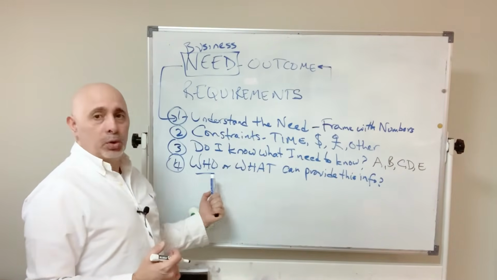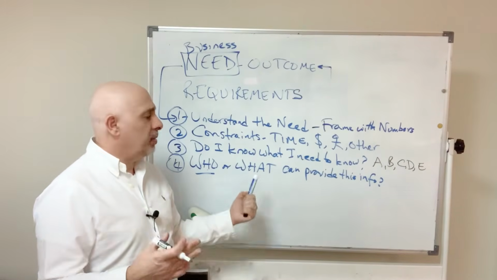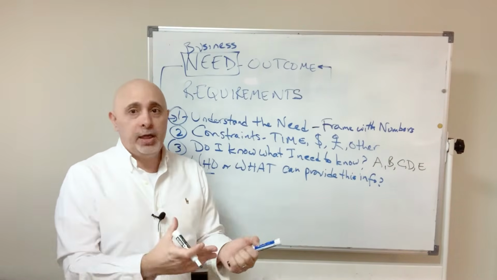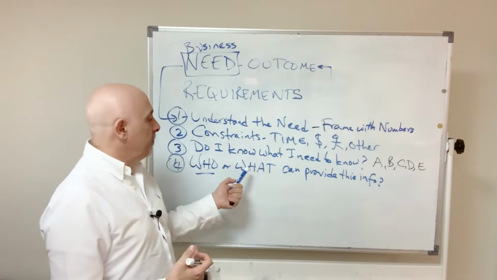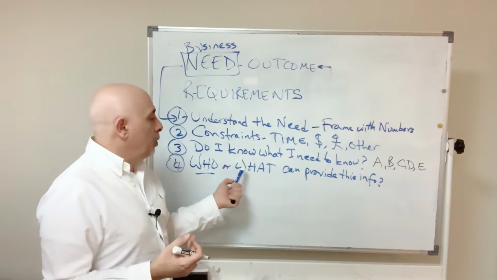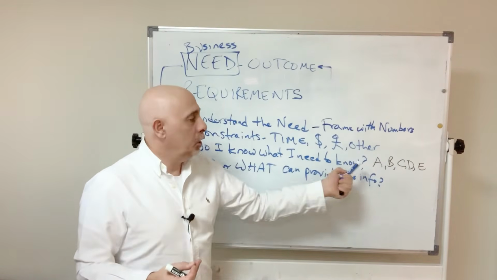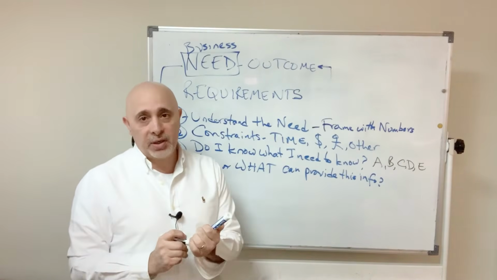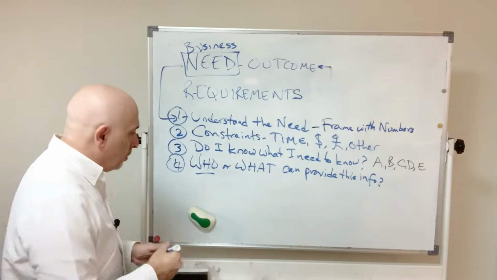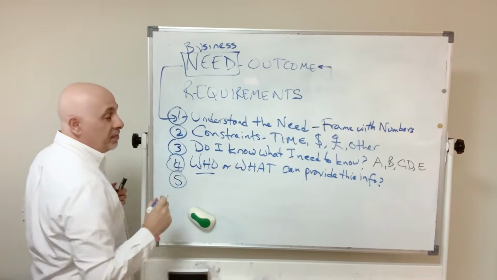Or if it's not a who, it's probably going to be a document, a database, or some form of documented information, whether it's digital or on paper, or it could be from a supplier. But what will provide you the information? So between the whos and the whats, you should be able to figure out the sources of where the information is going to come from.